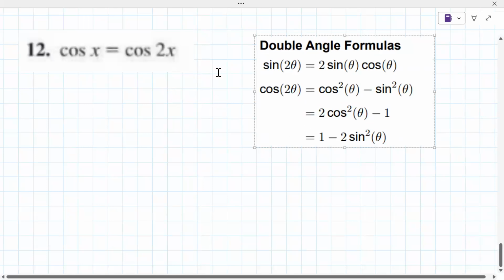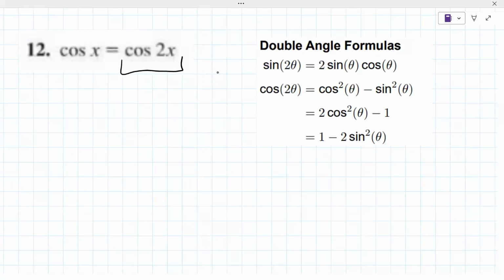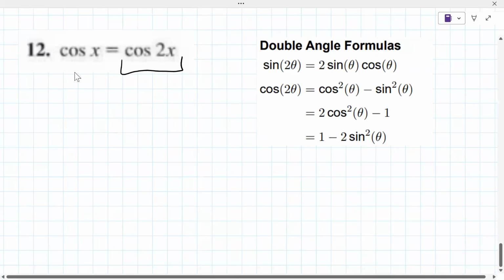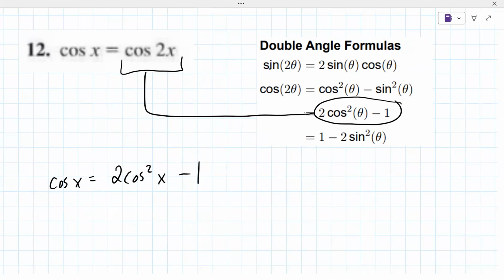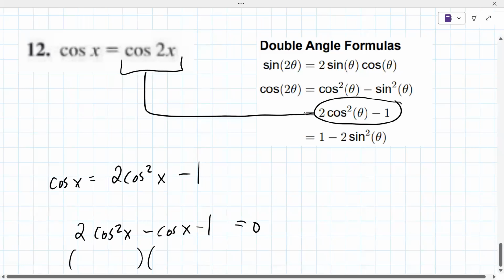So you always substitute in for this one here. But the question is, which one should I use? And it really depends on what's on the other side of the equation. So in this one, I would use this one right here, the middle one, because it's just cosine. So you've got cosine x equals 2 cosine squared x minus 1. And then your general strategy is to get everything on one side of the equation. So you've got 2 cosine squared x minus cosine x minus 1 equals 0. And then you have to factor that.